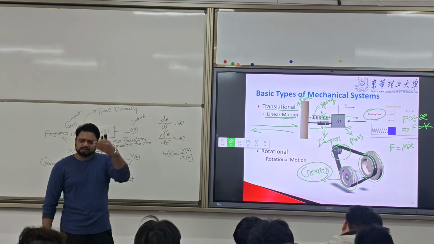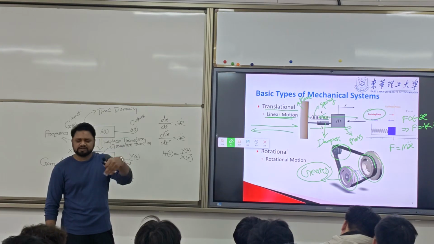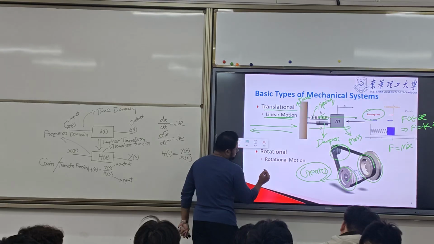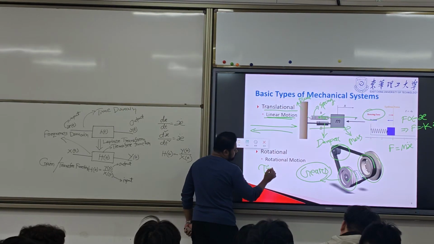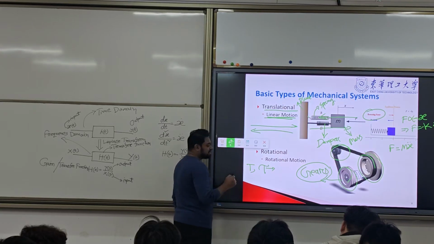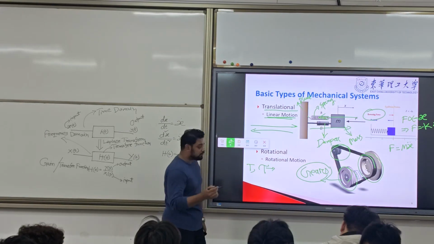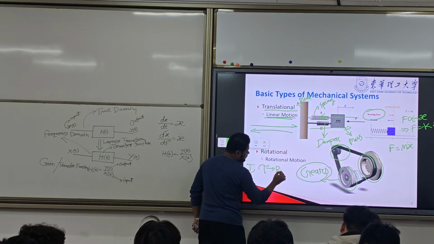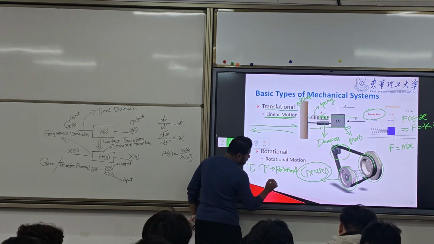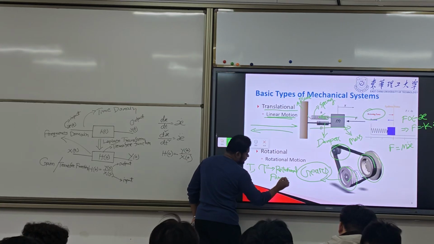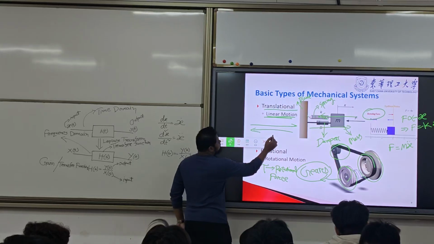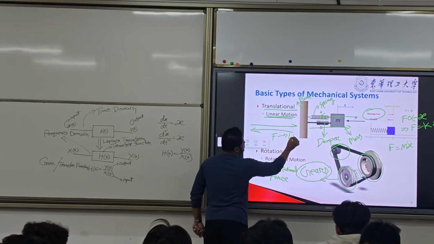Because of the gear, it will rotate, and while it rotates, there will be a force, and that force we call tau. Here we will use tau, or in some equations you will see T. T or tau is called the rotational force. And this is F, the linear force.